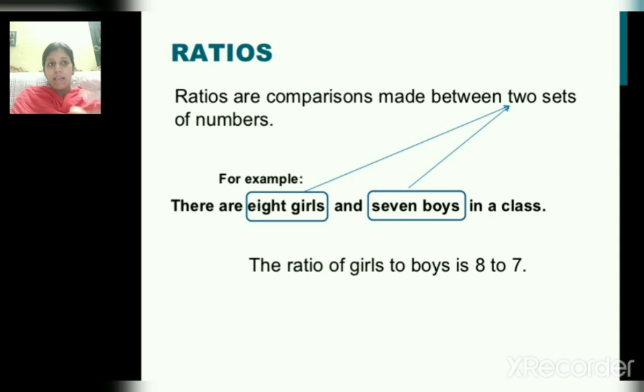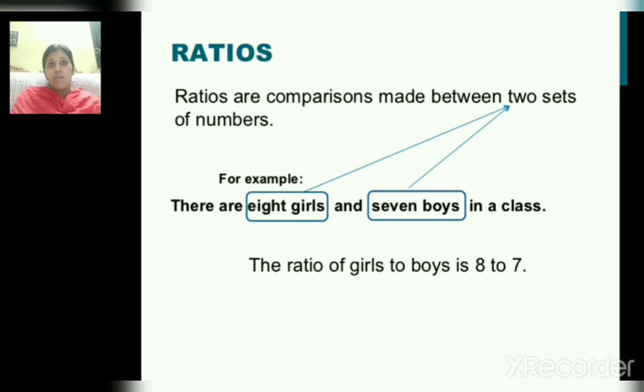Ratio means a comparison made between two sets of numbers. Here the two sets of numbers are the number of girls and the number of boys. Ratio is used to compare two quantities of the same unit, or two sets of numbers. So how many girls are there? 8 girls, and the number of boys is 7. So the ratio of girls to boys is 8 to 7.